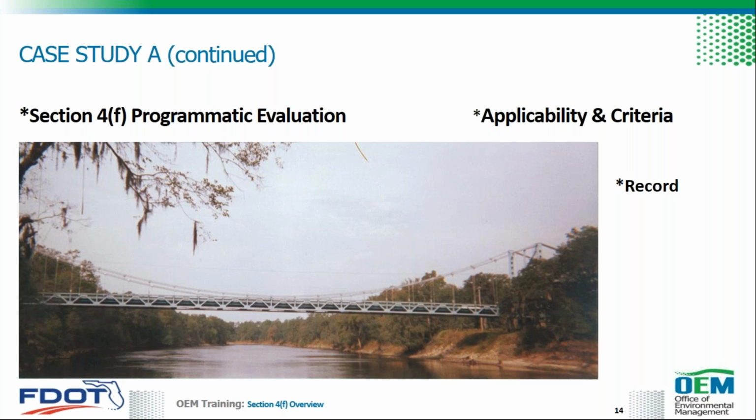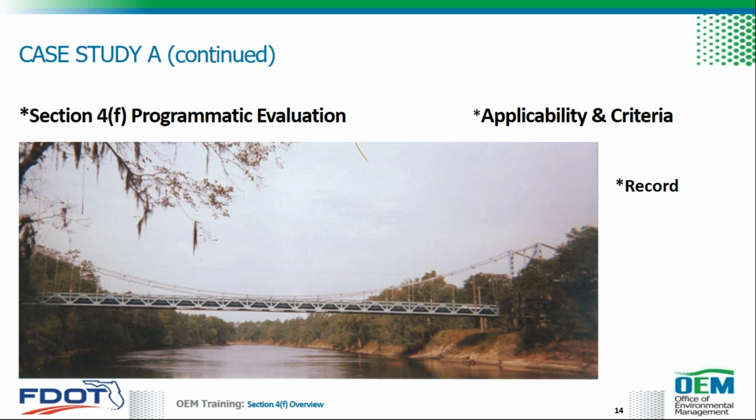Now, once you know you have a bridge that's not exempted from the program comment, then you need to evaluate the bridge as you would normally for National Register eligibility. Remember, significance for historic resources is based on their eligibility to the National Register. In which case, for bridges, we normally are going to pursue a programmatic Section 4F evaluation.